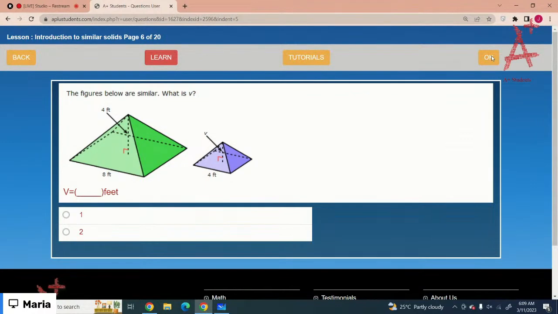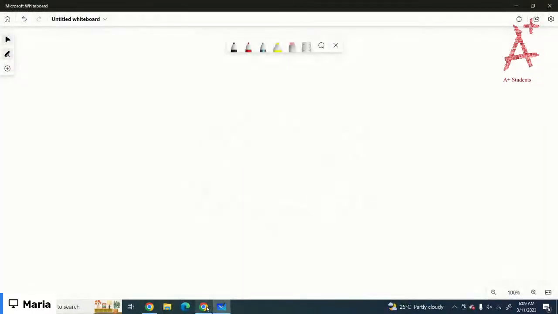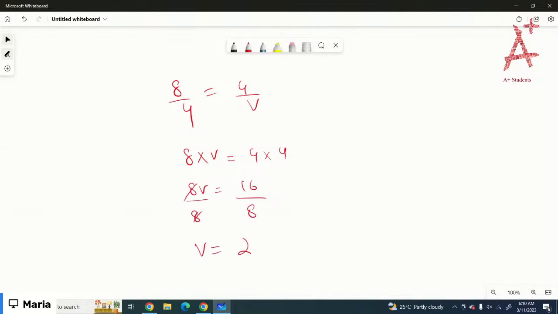The figures below are similar. What is V? 8 over 4 equals 4 over V. So just do cross multiplication. 8 times V equals 4 times 4. 8V equals 16. Divide both sides by 8. So 8 times 2 is 16. Got it? So the correct option is V equals 2.